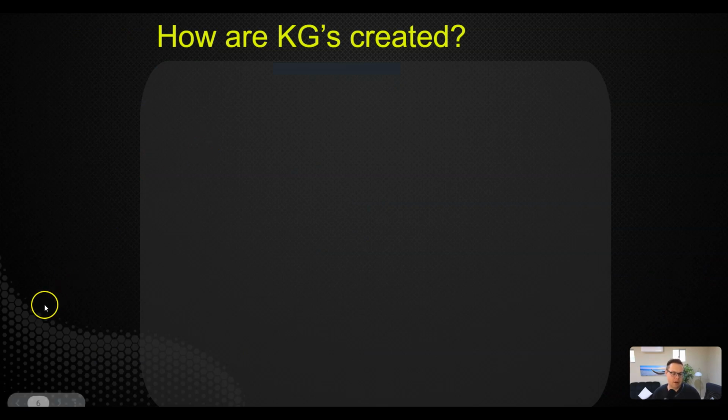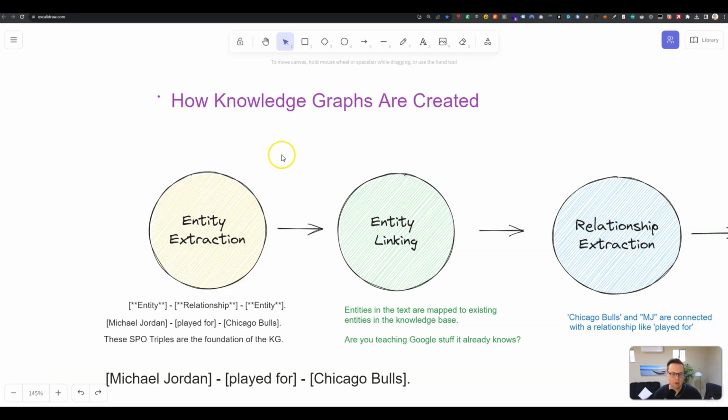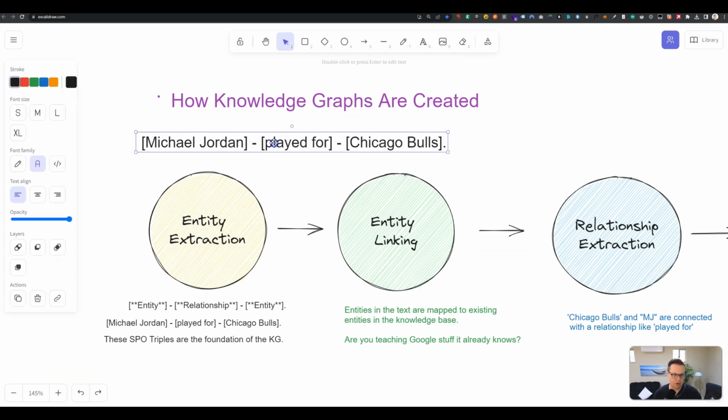Cool. Now let's check out how knowledge graphs are created. So it all starts with text. It starts with the entity extraction in text. We've got one sentence here. Michael Jordan played for the Chicago Bulls. And Google then reads this text and tries to look for the entities in the text. Michael Jordan is a known entity to Google. And then the relationship is established, which is played for. And then the other entity in here is Chicago Bulls.